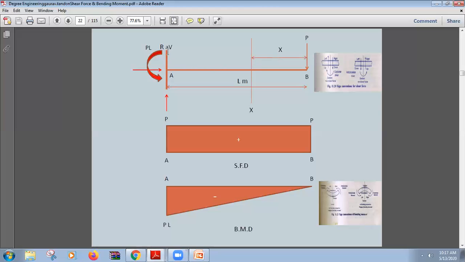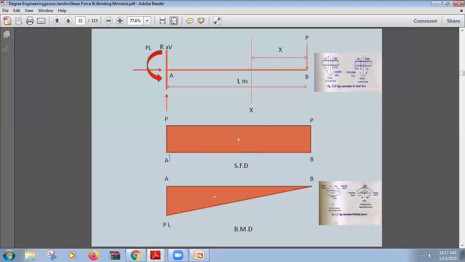Number two, we know the reaction R is equal to P. So either we take R or P, it is the same. But since P is always given and R you have to calculate, you have to take P. P will be given to you in order to solve the problem, so you take P equal to R.